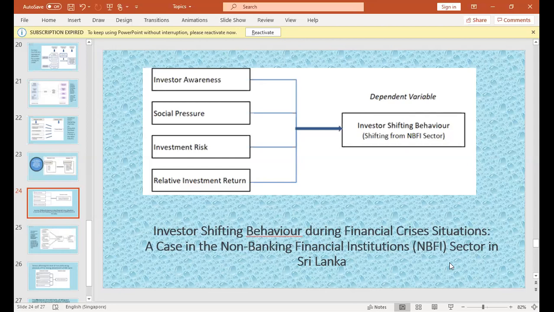So you have many investors who have their funds in these non-banking financial institutions. So from them you get the response. Therefore, this is a quantitative research.